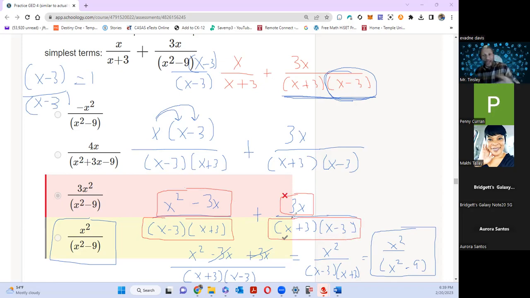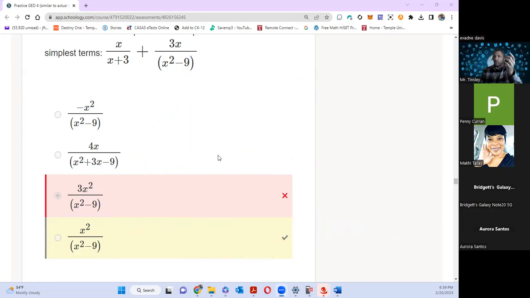Just like we did with the fractions in that previous example, now that they have the same denominator, we can combine the numerators. So x squared minus 3x, which is right here, plus 3x, which is right here. Minus 3x and plus 3x are opposites of each other, so they cancel each other out. So I'm left with x squared over x squared minus 9. And again, that takes some work and it takes some practice. Let's do another short example real quick.